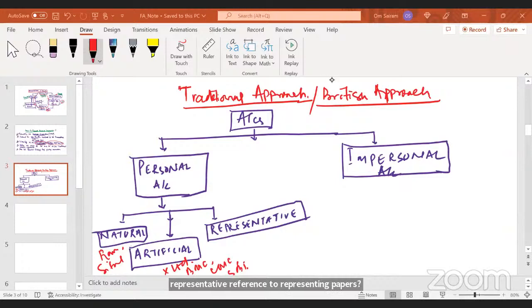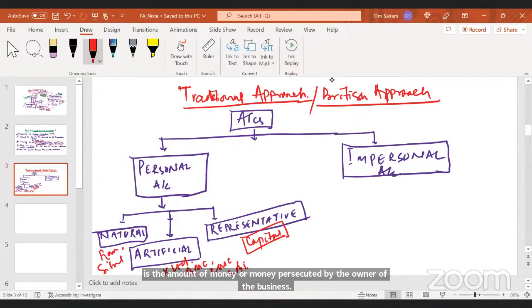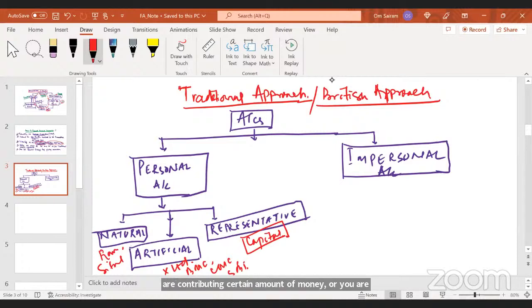A very good example I can give here is your capital. What is capital? It is the amount of money or money's worth contributed by the owner of the business in order to start the enterprise. Let's say you are the startup owner. Whenever you start your enterprise, you contribute a certain amount of money or a certain amount of asset or property, isn't it? So this is your capital. Here capital represents whom? The capital represents you, the startup owner. So capital account is a representative personal account. Another account is like your outstanding account. Outstanding means what?